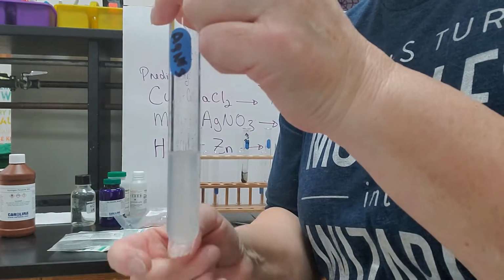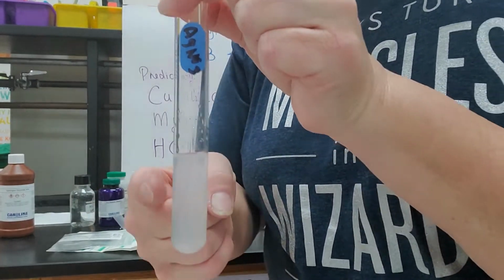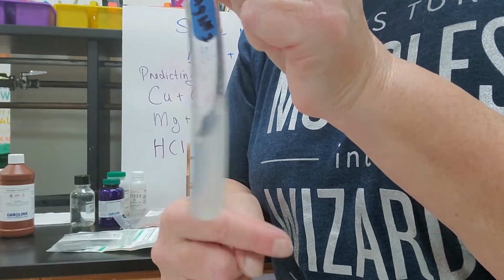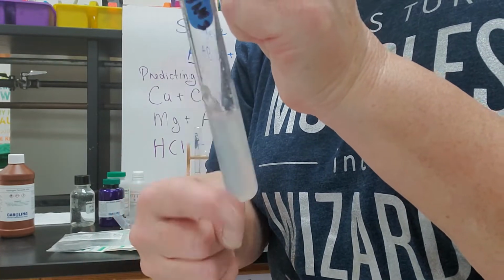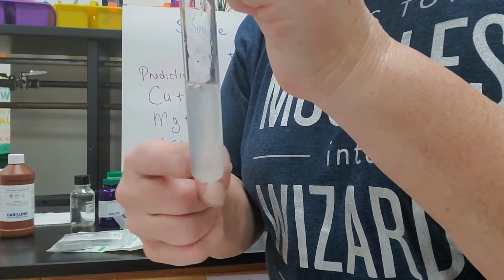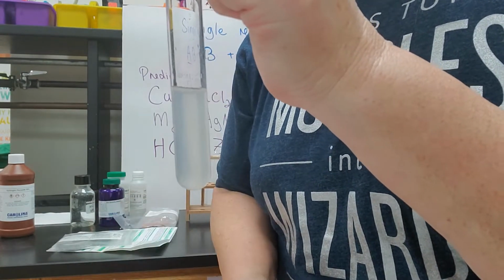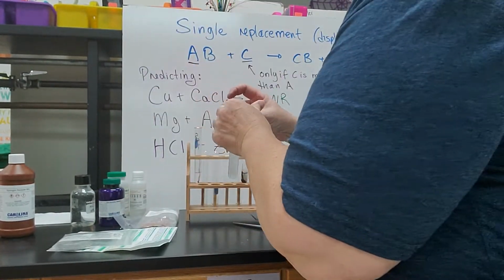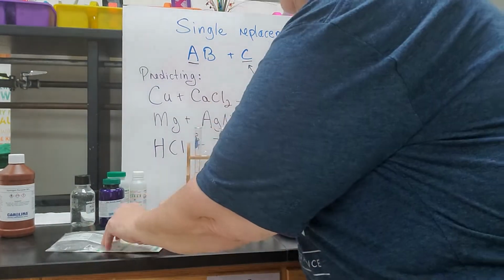But if you don't have one available, hold it between your fingers and gently flip, and it will swirl the solution inside. So just gently, gently. I want to make sure this is all stirred up. Now I'm going to take some magnesium and put it in the solution.